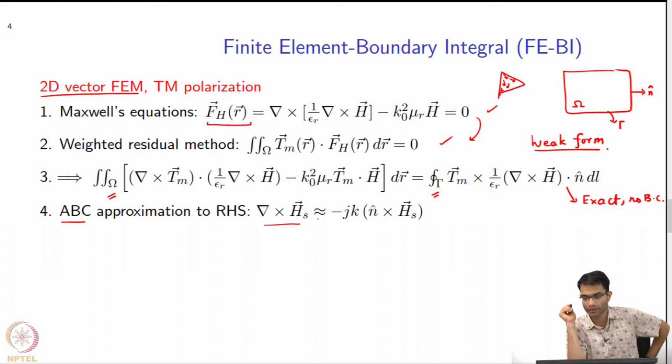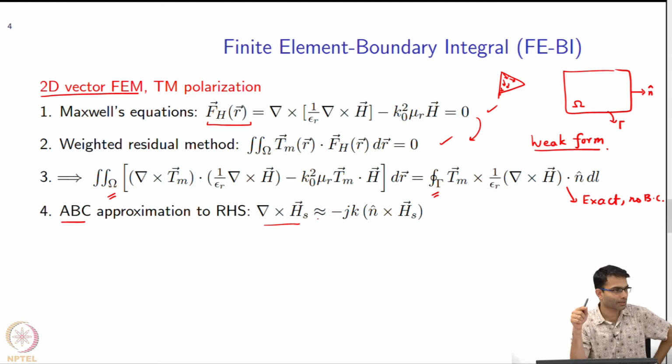And we had also said that this condition applies only to the scattered field, not the total field. That is why I am writing this as Hs. So in the right hand side of equation 3, what I would do would be to write H as H incident plus H scattered. For the H scattered term, I will replace this, right. That gives me my non-zero right hand side, and the rest of all we have already seen in the FEM module.